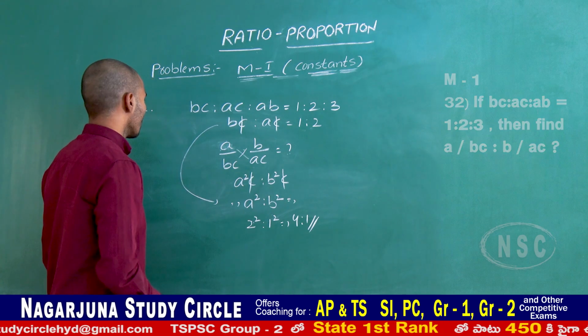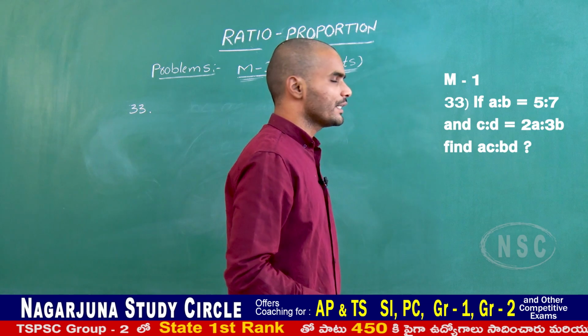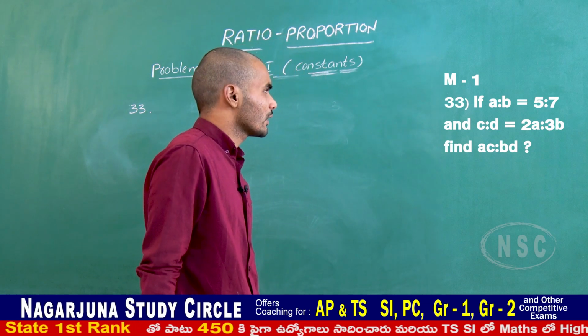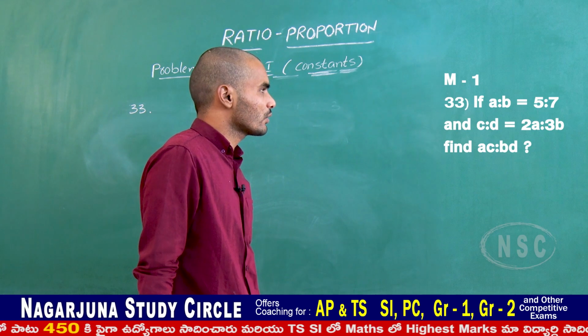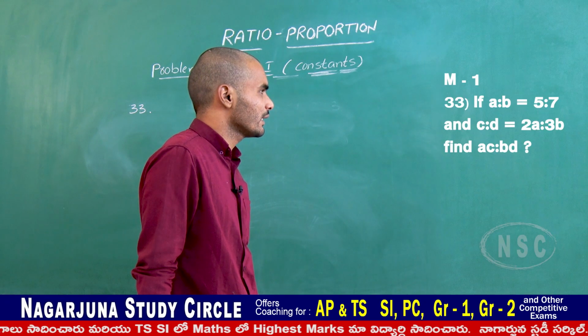Okay. Next, question number 33. The given data is A is to B is equal to 5:7. C is to D is equal to 2A is to 3B.